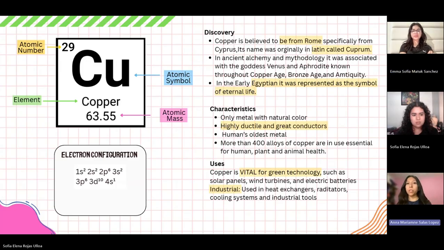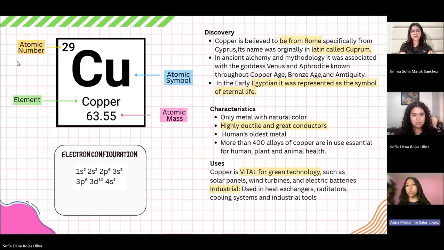So I chose copper, which has the atomic number of 29 and the atomic mass of 63.55, which is also rounded up to 64 in many scientific investigations. One of its discoveries: it was widely believed to be from Rome, especially from Cyprus. The name of copper was originally the Latin cuprum. Also, in ancient alchemy and mythology, it was associated with the goddess Venus and Aphrodite, and it was known throughout the Copper Age, Bronze Age, and Antiquity.